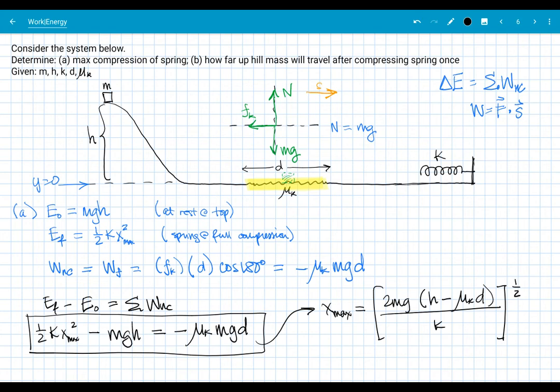So the second part asks us how far up the hill the mass is going to travel after it's compressed the spring once. And we have some choices here, like where or what are we going to choose as our initial and final energies for part B? It's up to you, I guess. What I'm going to choose as my initial is the spring when it's at full compression. So basically, what was the energy final for part A? I'm going to choose that as my energy initial for part B.